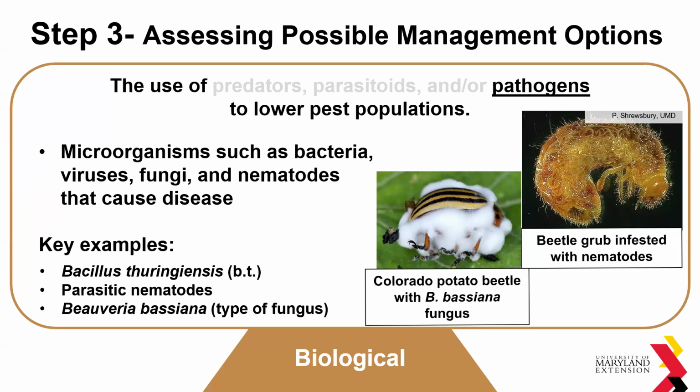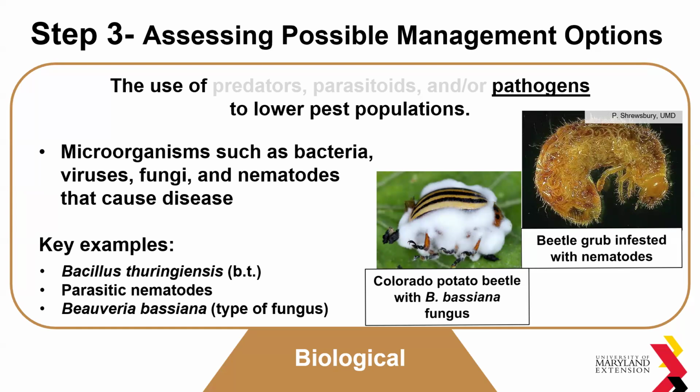Parasitic nematodes. So these roundworms naturally occur within the environment, and depending on the species or the variety, they attack different things. So we can have nematodes that attack plants. We can have nematodes that attack insects, maybe all insects in a particular group or a particular species. It's going to depend on the nematode itself. We can purchase nematodes to apply to our landscape to help manage our pests.